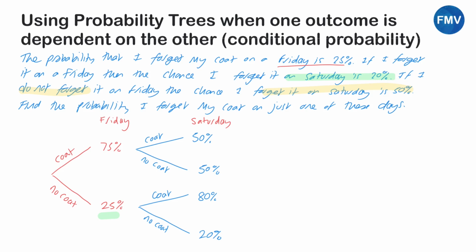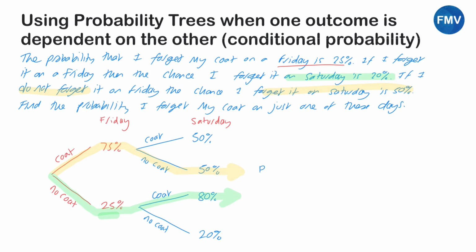And the question now is asking, find the probability I forget my coat on just one of those days. So let's go with the first one. I've got my coat and then I forget my coat. So that's one to look at. Let's look at the second one. I have forgotten my coat. So therefore, the second one needs to be I have not forgotten my coat, because it needs to be just on one of those days, not on both. So now we work these out.